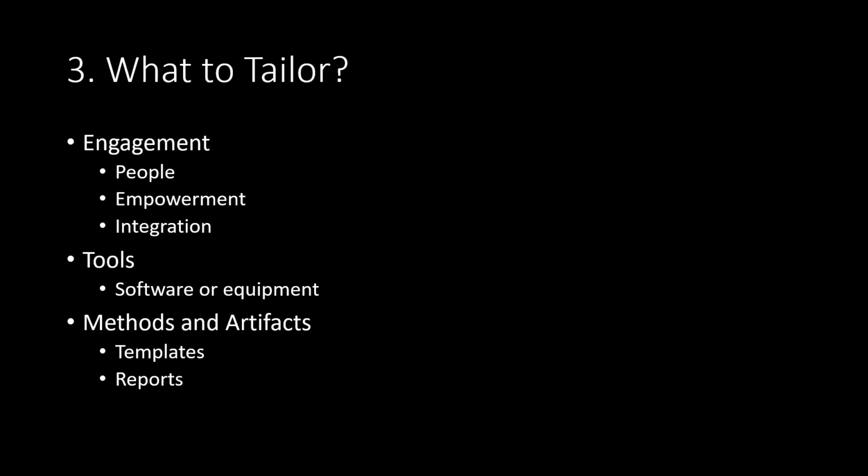The next 3 areas are engagement, tools, methods, and artifacts. Let's talk about engagement, right? There are 3 areas of engagement, like people engagement. Engaging your people: identifying the right skill set and the right experience. A complex project will require mature and more experienced people. A simple project, we can work with freshers, less experienced people, right?